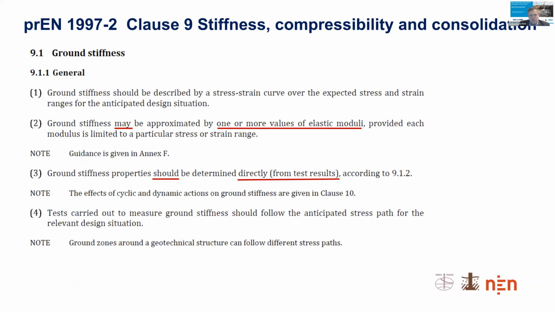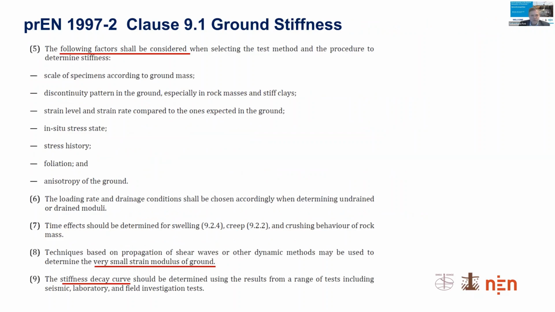The suggestion is to use, whenever possible, direct determination from test results, either lab or in situ tests, that can provide us a direct determination. From this point of view, the factors that shall be considered when determining stiffness are outlined in the standard, and especially we have to pay attention to the importance of the in situ stress state and the stress history of the material that needs to be taken into account.